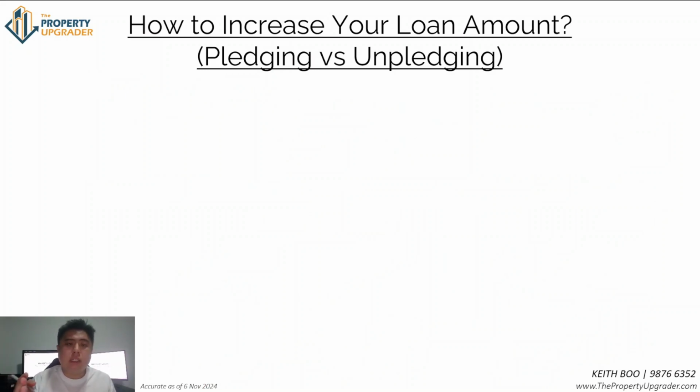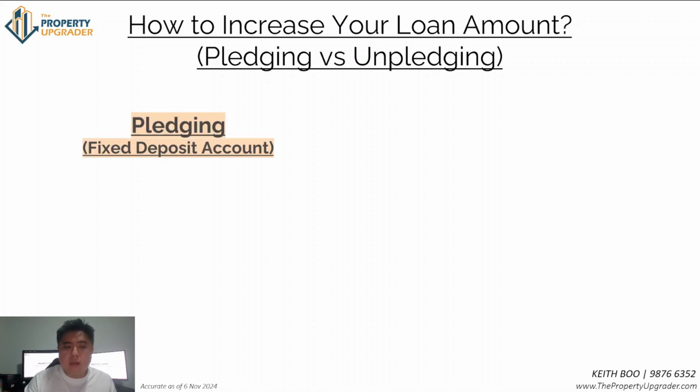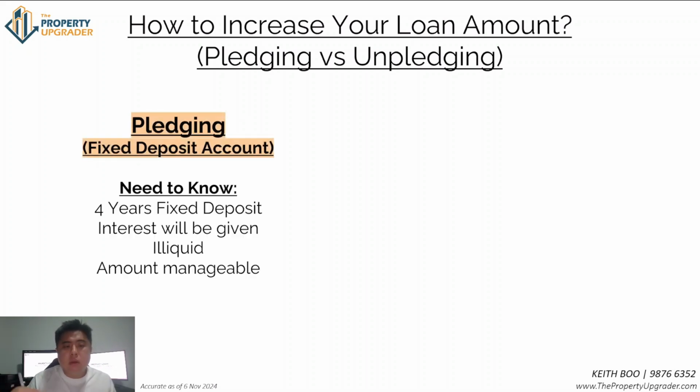Right, so I'll just go on to the third segment, which is how do you increase your loan amount. This is what we call pledging versus unpledging. For pledging, what happens is that you will be required to put a certain amount of money into your bank account, and this amount of money will be with the bank for 4 years. Interest will be given, but it will be illiquid because in these 4 years you will not be able to withdraw this money out, but the amount that you need to put in will be manageable.